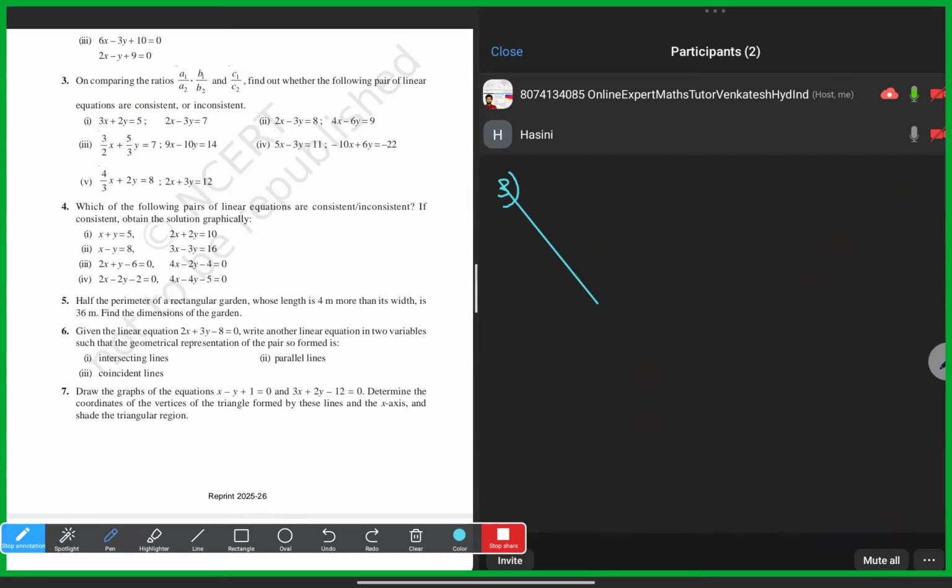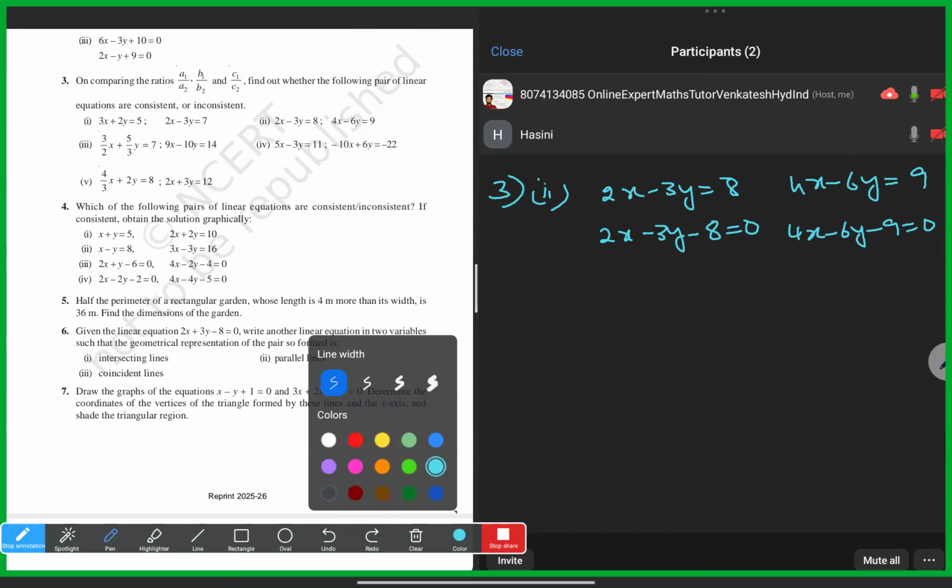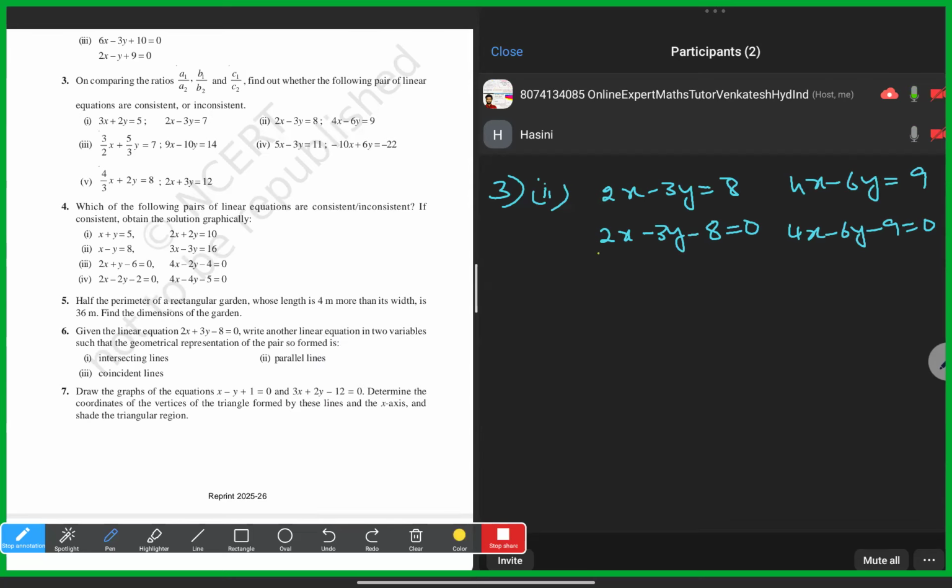So the third one, second bit I am doing. 2x minus 3y is equal to 8. If I write it in the ax plus by plus c form, 2x minus 3y minus 8 is equal to 0. The second one is 4x minus 6y is 9, so in the ax plus by plus c form, 4x minus 6y minus 9 is equal to 0. Now I am writing the A1, B1, C1 values from these two.